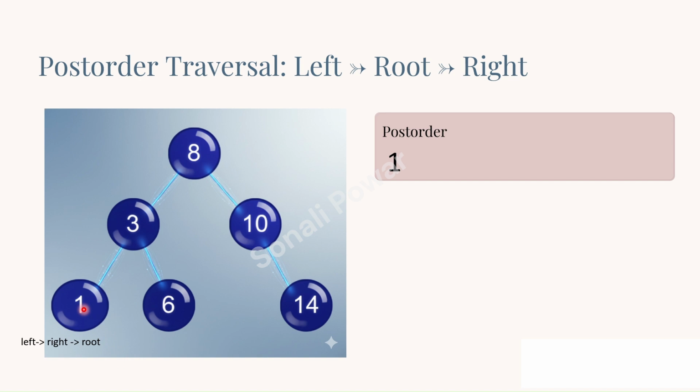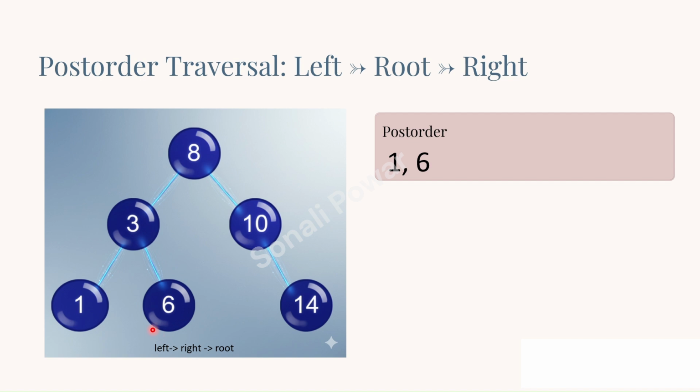So you can print or process the 1 in this case. After that, I will come for the 3. In case of the 3, we have visited or printed all the elements which are present to the left part. Now you have to move towards the right side of the 3. So we will move towards the right side.